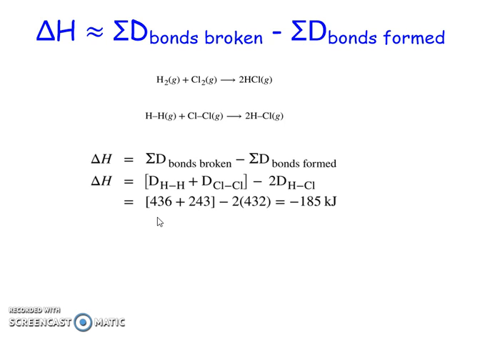So if you look up those bond dissociation energies in your textbook, the energy to break the hydrogen-hydrogen bond is 436. To break a chlorine-chlorine bond is 243. So you'd add those together and then subtract the bonds that are being formed, which would be 2 of the bonds between hydrogen and chlorine. So minus 2 times the bond dissociation energy for hydrogen and chlorine is 432. And we end up with negative 185 kilojoules for the delta H value for this reaction.